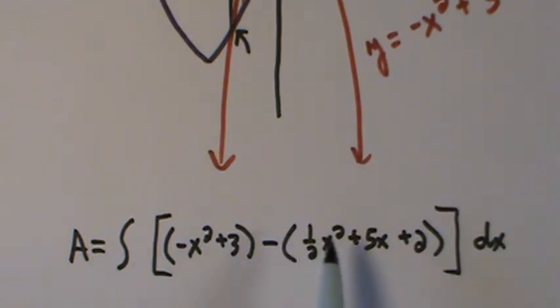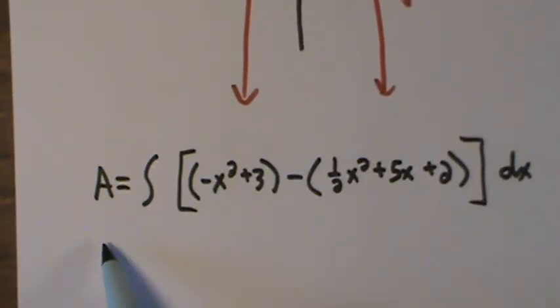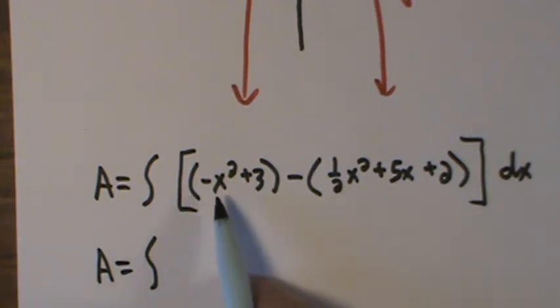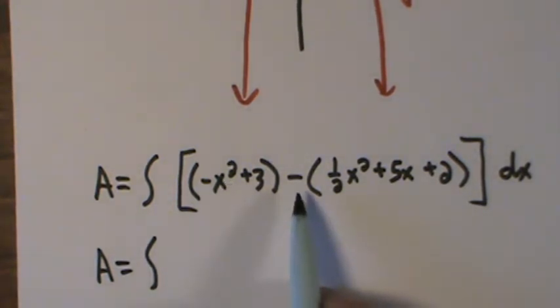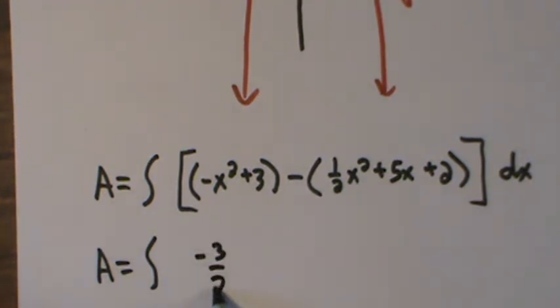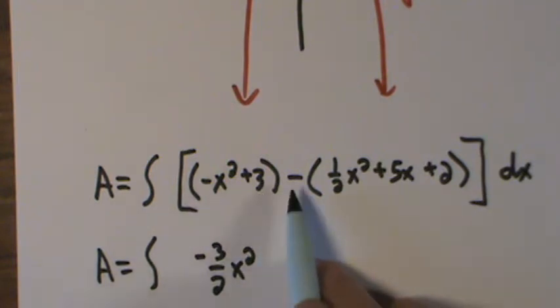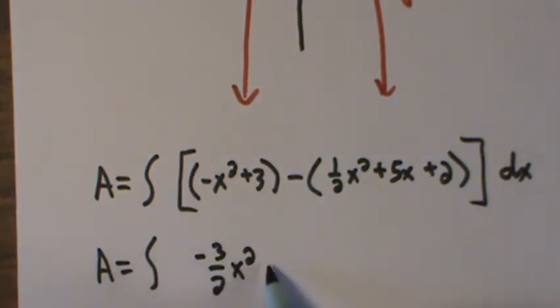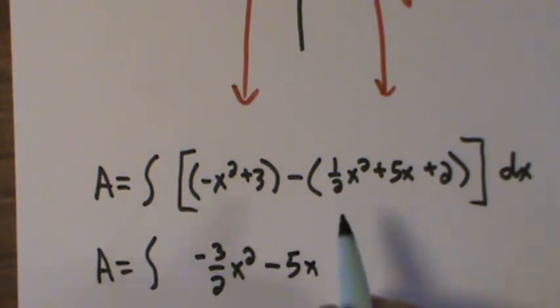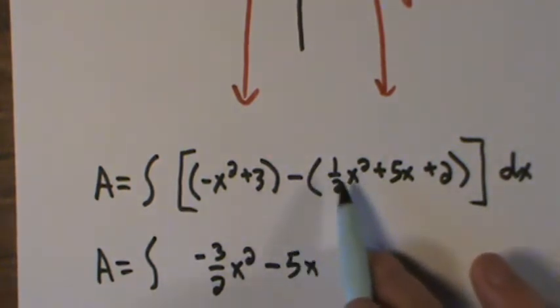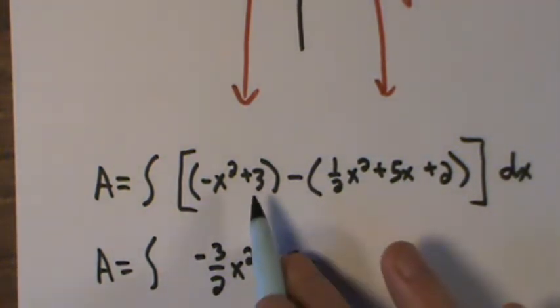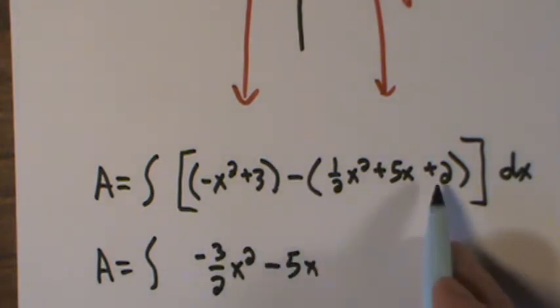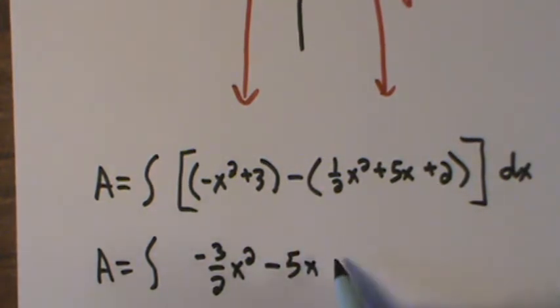Before I do that, I would like to simplify this expression. So I've got the area is equal to the integral. Leave myself plenty of room there. Now if I look at this, it's negative x squared minus 1/2 x squared, that would be negative 3/2 x squared minus 5x. See, that's why I put those parentheses there. It's so important to make sure that you're distributing that negative all the way across. And then I've got a 3 minus 2. 3 minus 2 is simply 1.